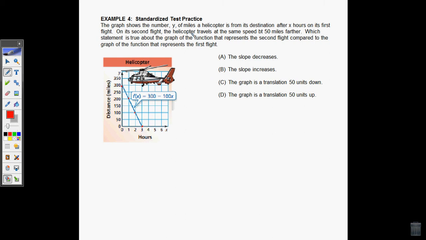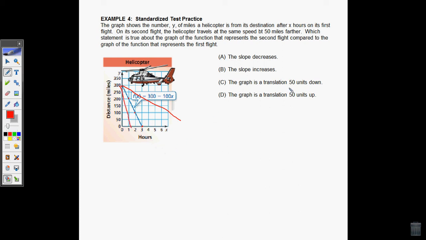On its second flight, the helicopter travels at the same speed, but 50 miles farther. Which statement is true about the graph of the function that represents the second flight compared to the graph that represents the first flight? So, this graph of this second flight, do you think that the slope is going to decrease? That it's not going to be as steep? Like it'll start to go something like this? Do you think that the slope will increase? That instead it will look more steep, like that?